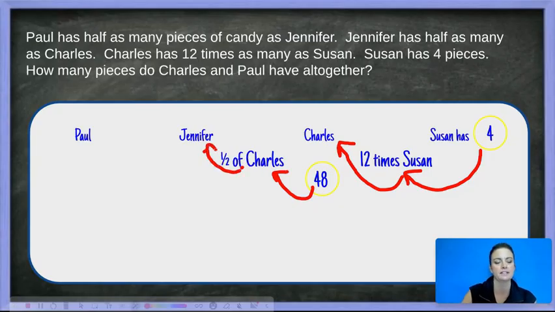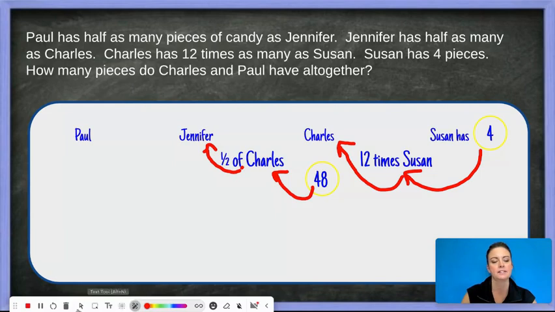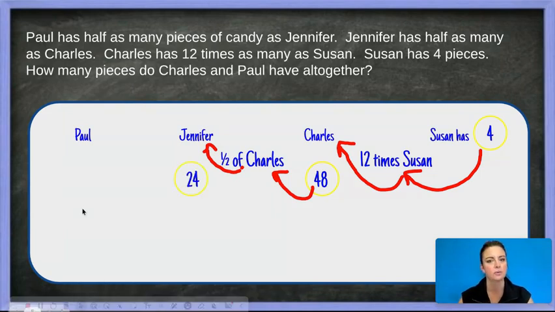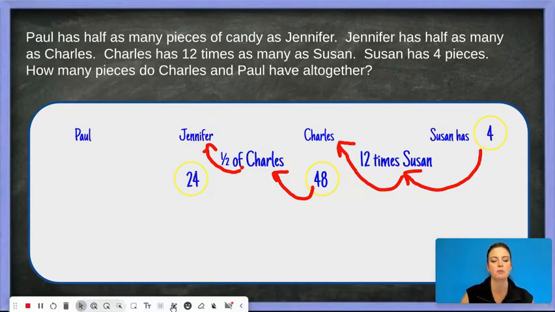And so that gives us the information that we need and tells us that Jennifer has 24, right? And when we break it up like this and we work backwards, it makes more sense, right? All right, let's keep going. We have one more step to figure out what Paul has, and then we've got to do something else.